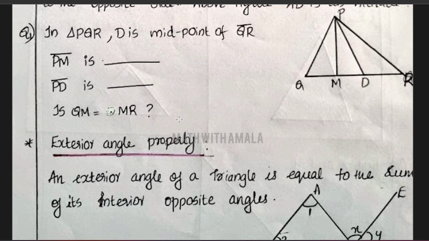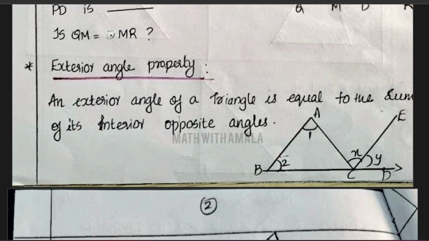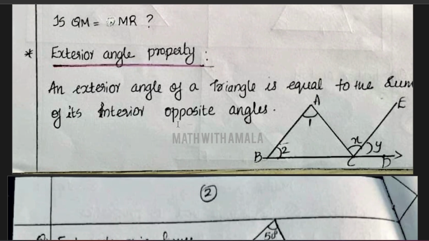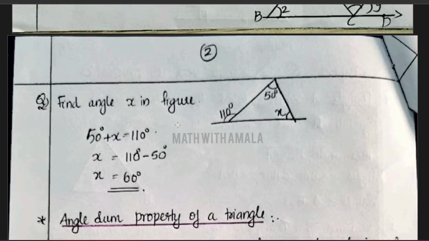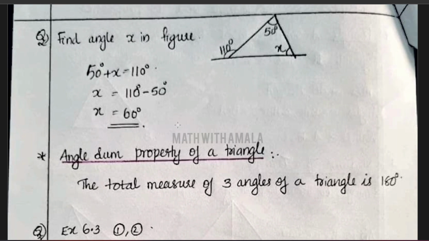Exterior angle property. An exterior angle of a triangle is equal to the sum of its interior opposite angles. In triangle ABC, exterior angles are x and y and the interior angles are 1 and 2. So x plus y is equal to 1 plus 2. Okay, the angle x plus angle y is equal to angle 1 plus angle 2. If we consider the x and y together, then x plus y is the exterior angle and that sum is equal to the interior angle sum.